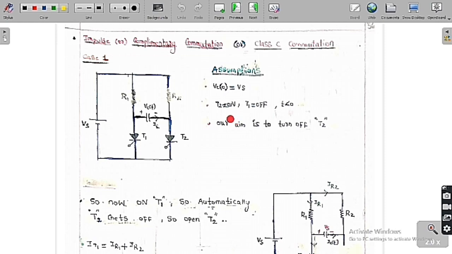Here T2 is already on and T1 is off at t less than 0. Our aim is to turn off T2. The main agenda of the circuit is to turn off T2. Whatever the assumption, the initial capacitor voltage is equal to the supply voltage, and T2 is initially on and T1 is off. So by using the circuit we should try to turn off this T2.